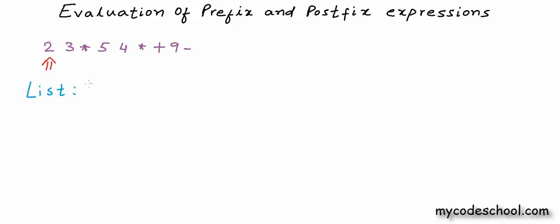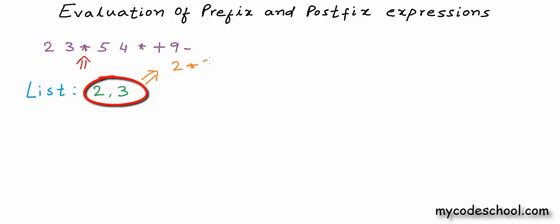The first entity that we have here is 2, which is an operand, so it will go to the list. Next we have 3, which once again is an operand, so it will go into the list. Next we have this multiplication operator. Now this multiplication should be applied to the last 2 operands to the left of it, because we already have the elements stored in this list. All we need to do is pick the last 2 from this list and perform the operation.